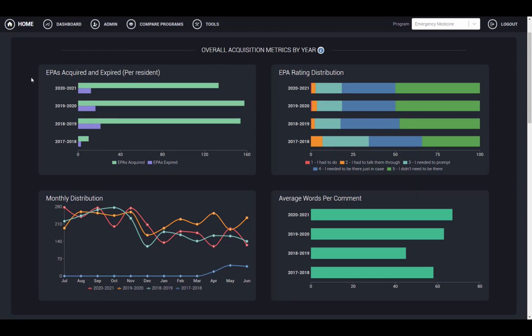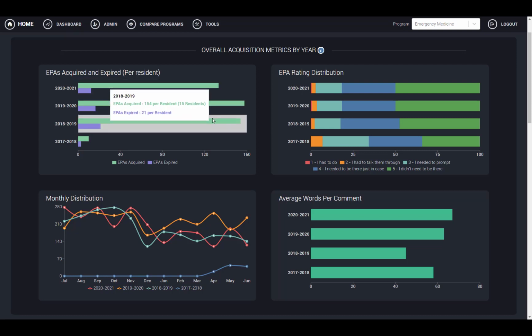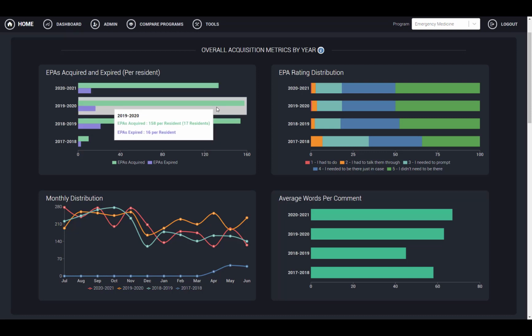This element is a bar chart presenting the total number of EPAs completed and expired per resident. For instance, 2018-19 and 2019-20 academic years had EPA acquisition and expiration numbers that were very similar.